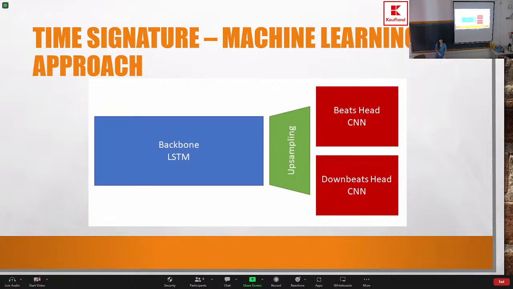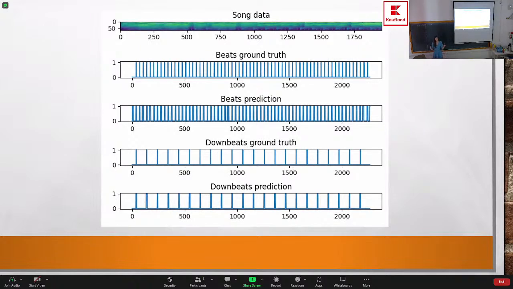During training, the network has to create the appropriate sequences of beats and downbeats, which need to be as close as possible to the ground truth ones. In the picture, we have the mel spectrogram, the beats and downbeats ground truth, and the beats and downbeats prediction. From here, we count how many beats are between two downbeats, and the median over these counts will be the numerator of the time signature, and the denominator will be computed as in the audio similarity matrix approach.